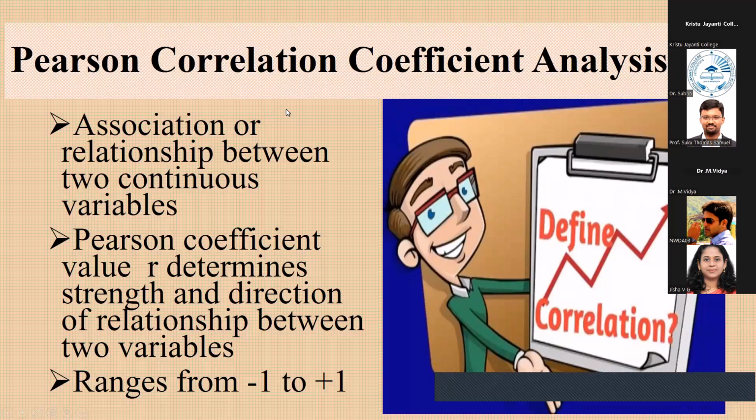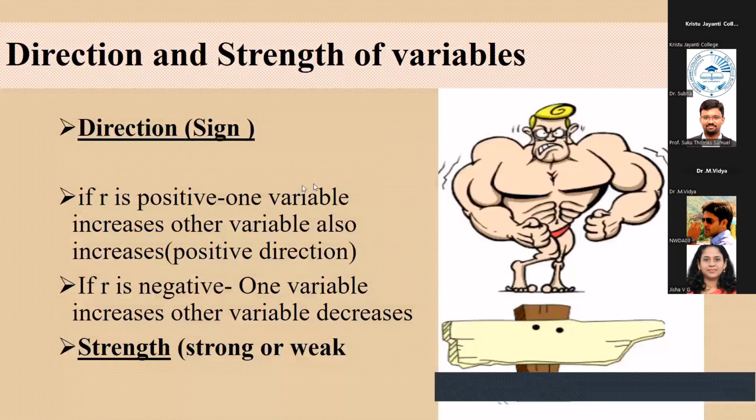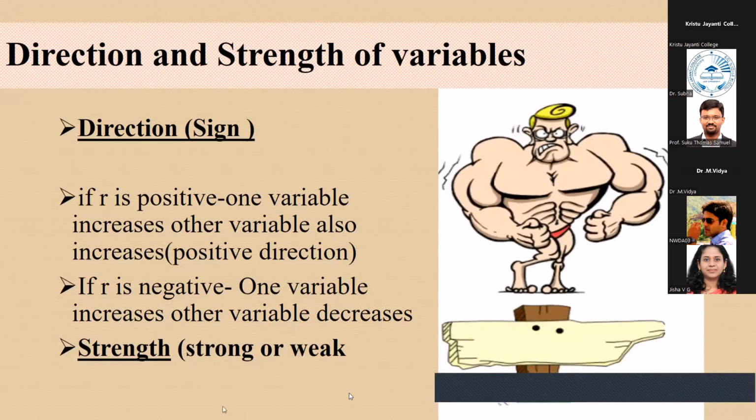The Pearson coefficient value ranges from -1 to +1. Okay. Ma'am, it's echoing. Still, ma'am? Okay, I check, ma'am. Now it's better, I think.